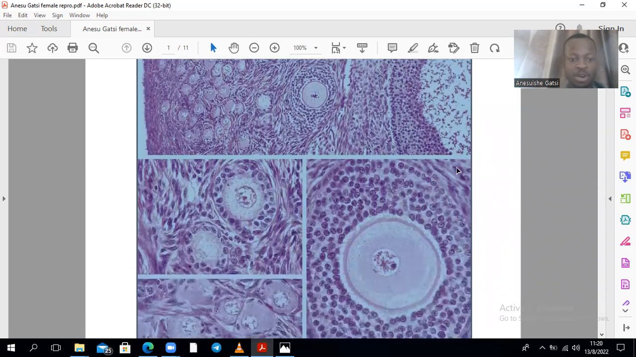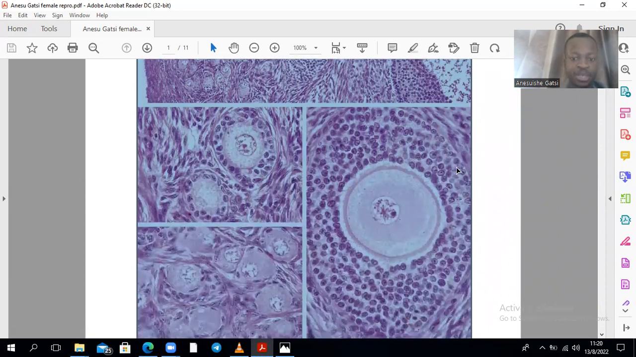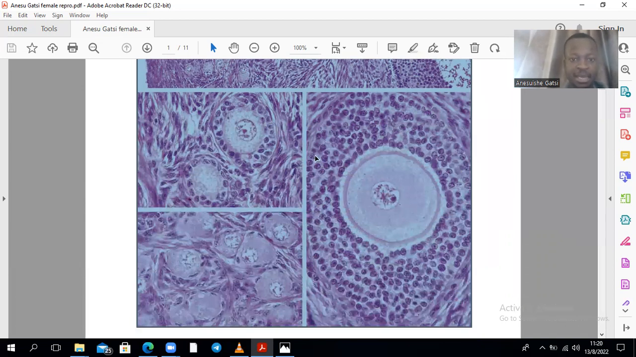Here we're now seeing an early follicle. That's an early follicle right over there. This one on the other side, that's a late primary follicle. You can appreciate the nucleus right over there. You can appreciate the zona pellucida on the outside here. Then we can appreciate the follicular cells here.